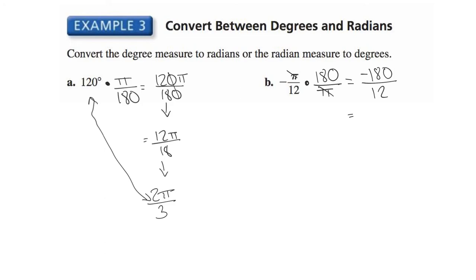If you plug that into your calculator, you'll get negative 15, and make sure to put the degrees on there. So these two are identical. Hopefully that makes sense. On the next slide, you're going to do 2 of your own. So make sure you're paying attention.